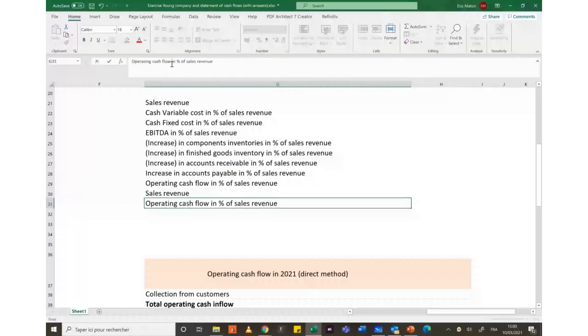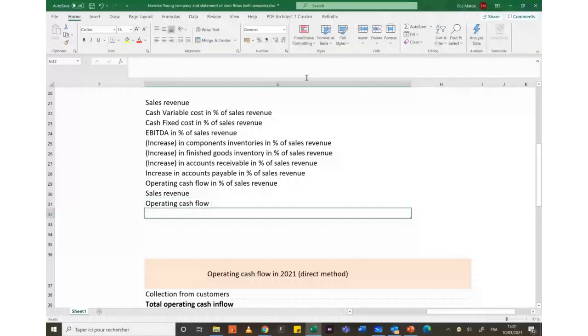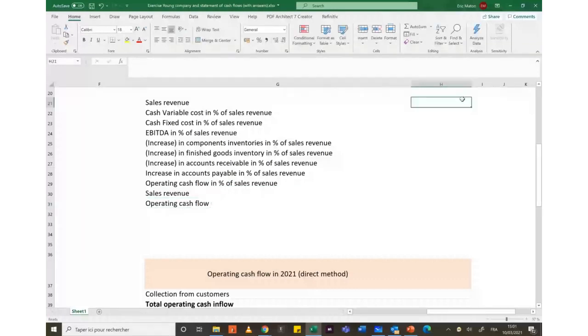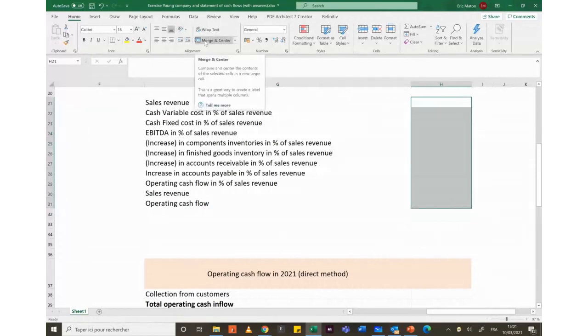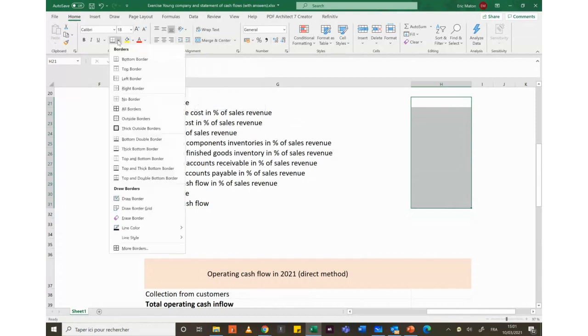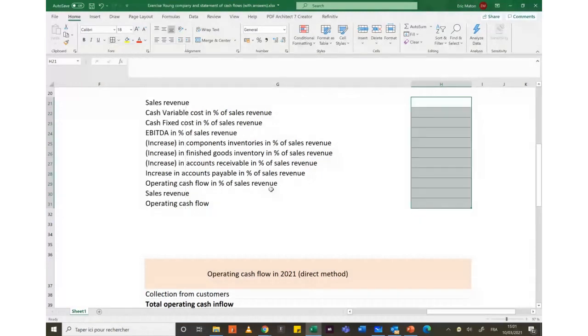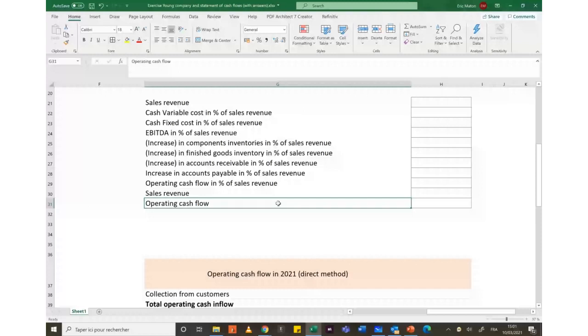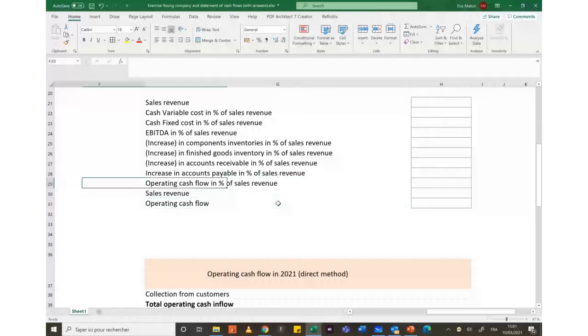Okay. So it's a different presentation, which is interesting because you also know, per dollar of sales revenue, what you keep in terms of operating cash flow. So it's interesting for the operating cash flow and also for the free cash flow. Okay. So we will complete this one after.